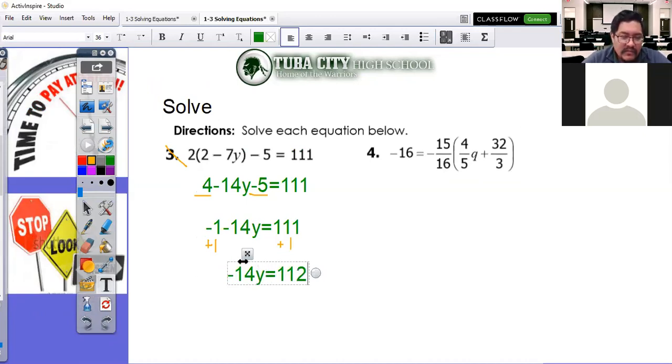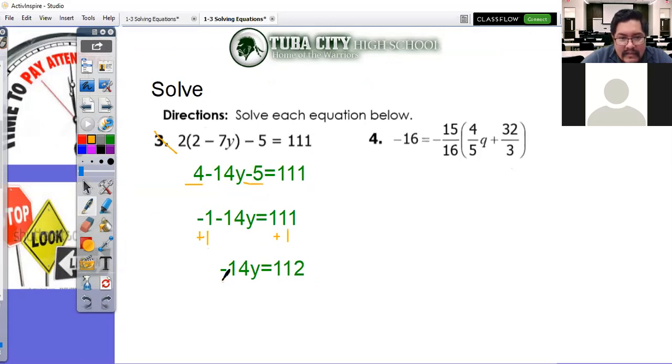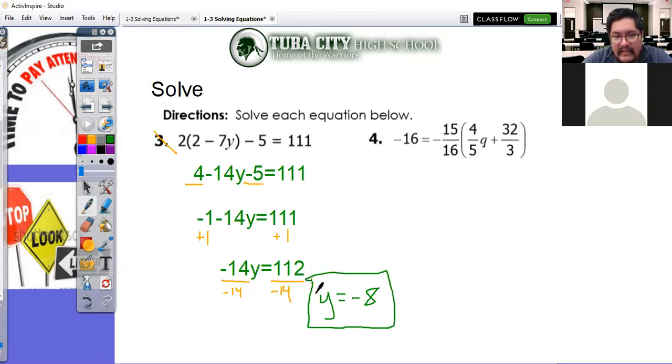Now, does 112 divide by 14? Yes, it does. And we get a nice 8. Let me go ahead and divide both sides by negative 14 here. So divide by negative 14, divide by negative 14. And again, y equals negative 8 because a positive divided by a negative will be negative. And box that up and call it the answer, and we're done with this.